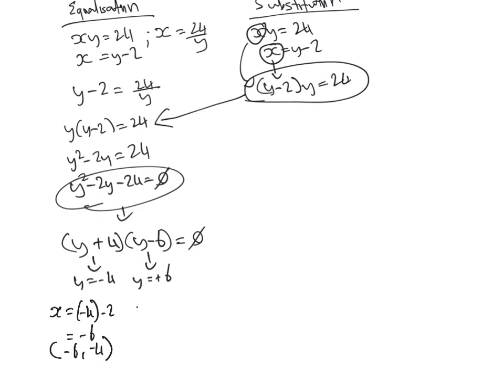And here we have, what do we have here? x equals positive 6, take away 2. So that gives us positive 4. So here we have 4, 6. So another nice symmetry. So let's have a look. Are we right? Let's have a look at our Desmos.